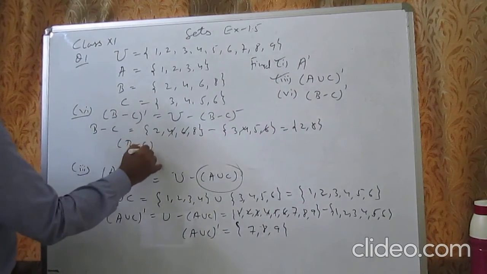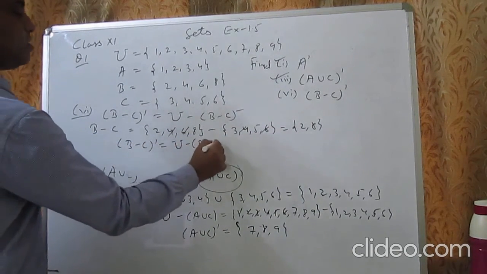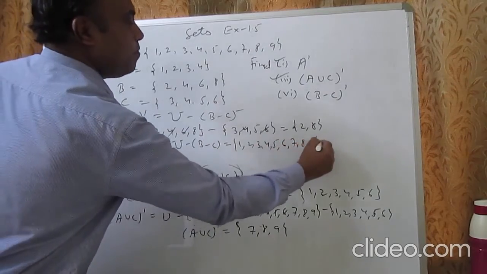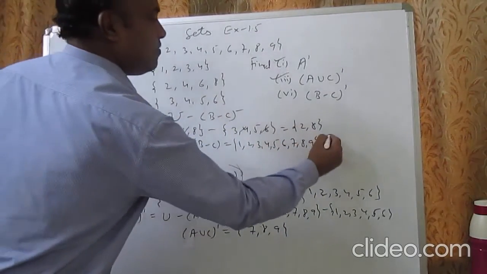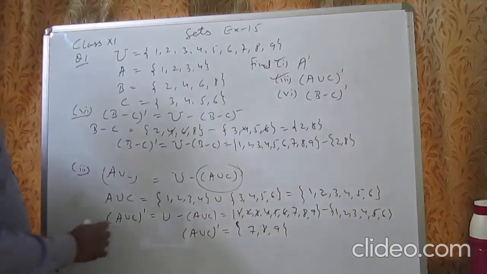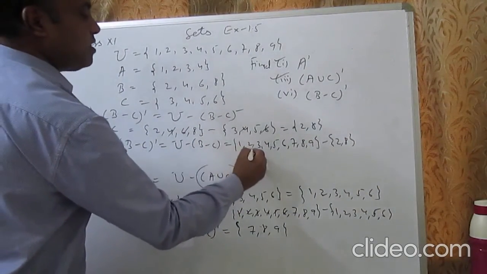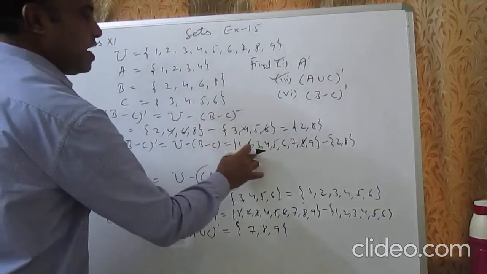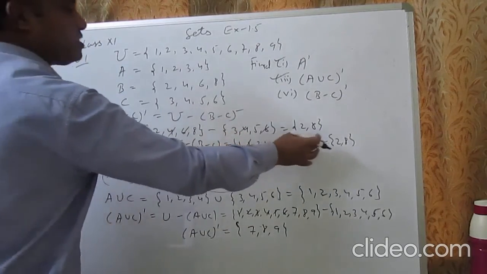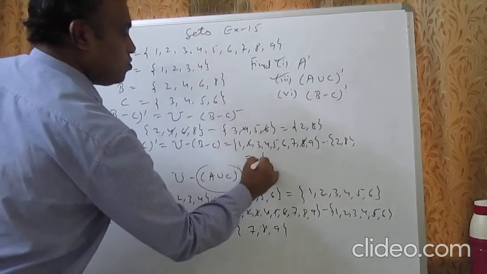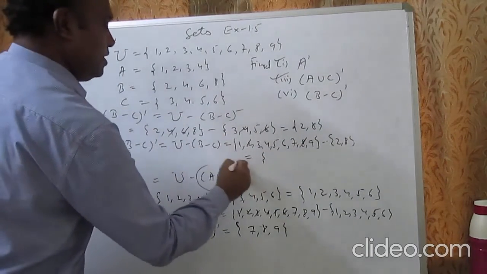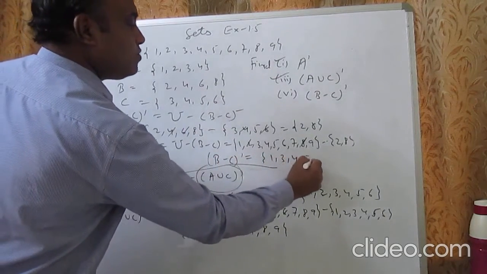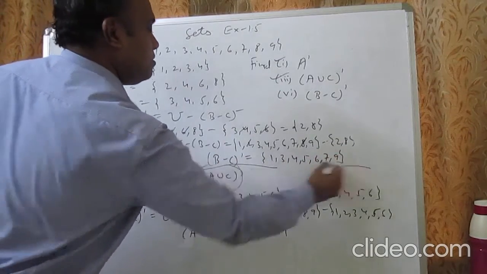Now B minus C का complement is universal minus B minus C. What is universal? 1 2 3 4 5 6 7 8 9 minus B minus C, which is 2, 8. So only the elements of the universal set. So 2 and 8 are not in the complement set, because we have to take everything except these. So the B minus C complement is 1 3 4 5 6 7 and 9.